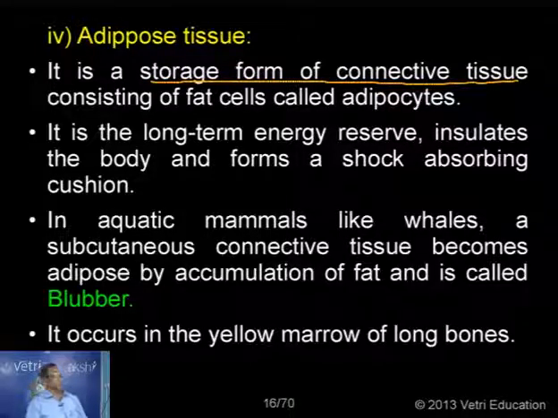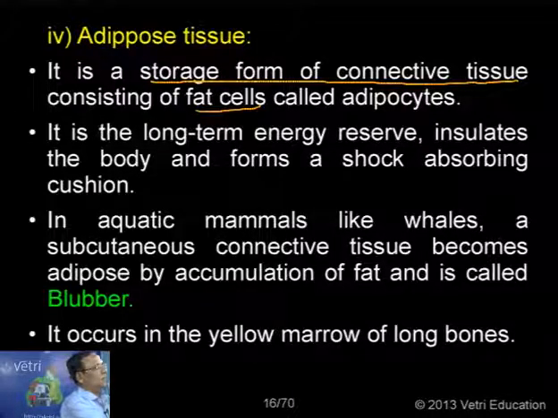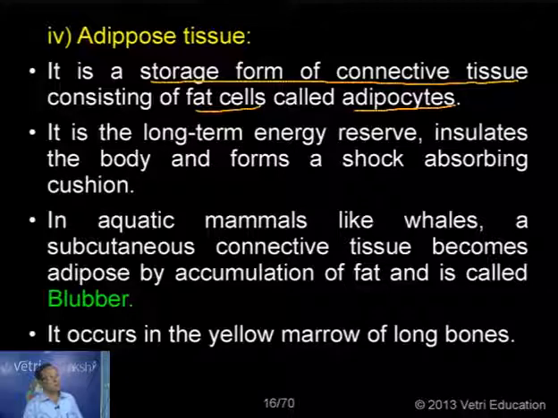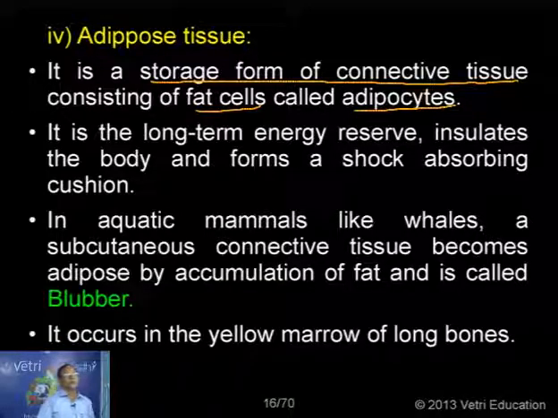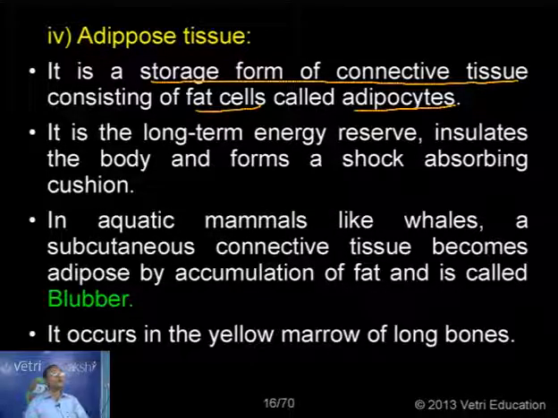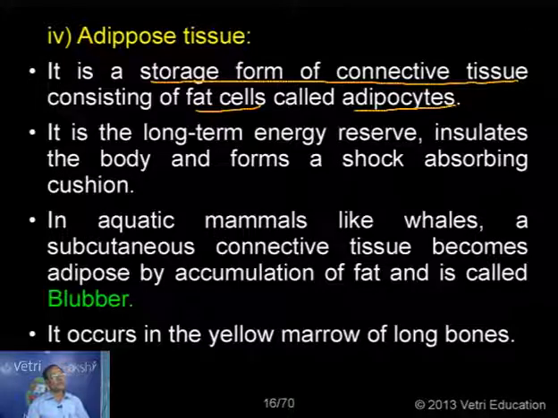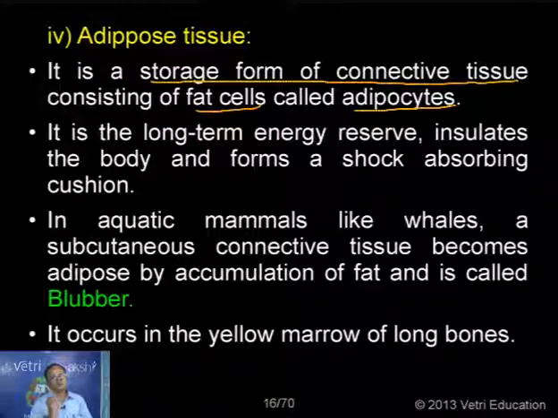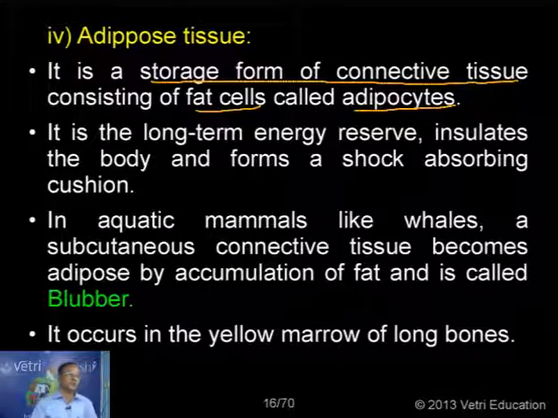The cells are normally called fat cells or adipocytes. The tissue is called adipose tissue. The cells are called adipocytes. The common name is fat cells. So what is its function? They perform mainly three functions. Number one, insulation. Present just below the skin, it insulates the body and provides protection against blows, and also protection against the loss of heat or the gain of heat.